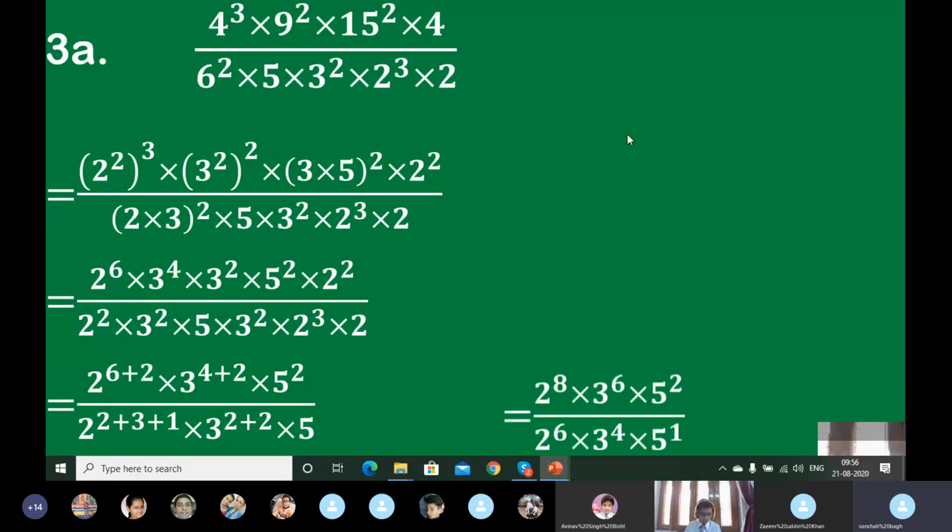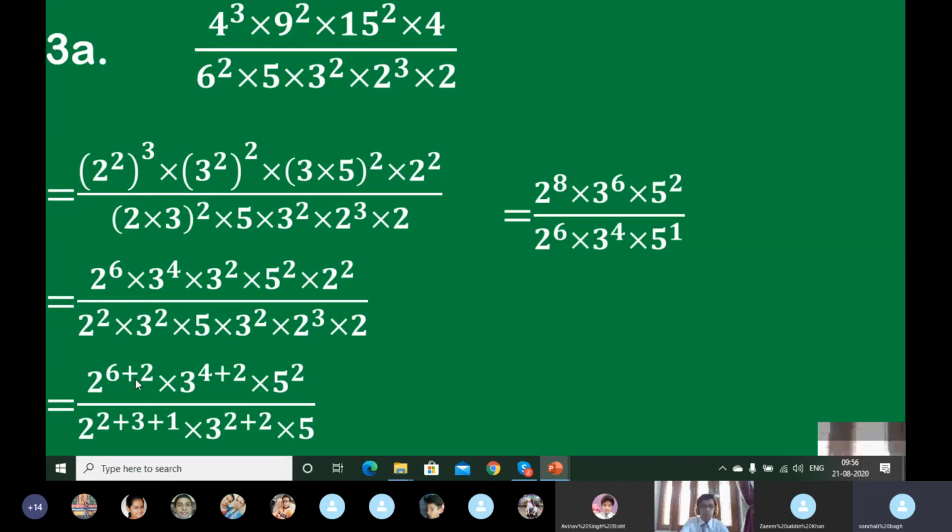So on adding the powers, what do I get? 6 plus 2 is 8, so 2 to the power 8. 4 plus 2 is 6, so that means 3 to the power 6. 5 copied as it is. In the case of the denominator, 2 plus 3 plus 1 is 6. 3 to the power 2 plus 2 is 4, and 5 as it is. Now what will we do?